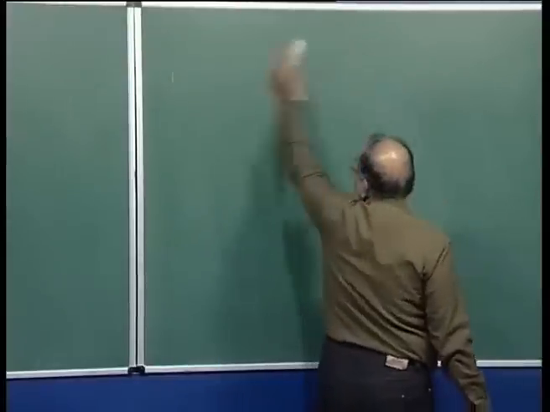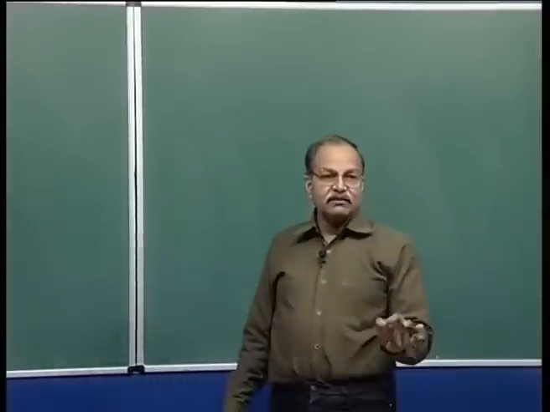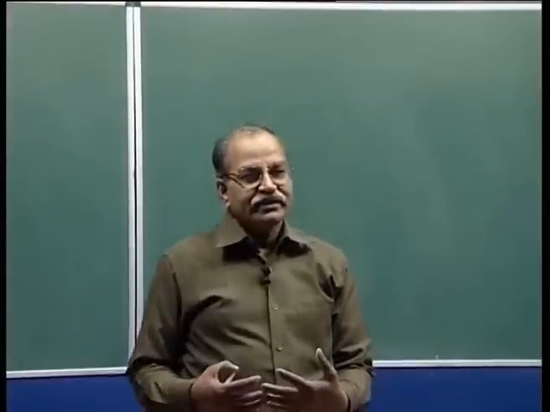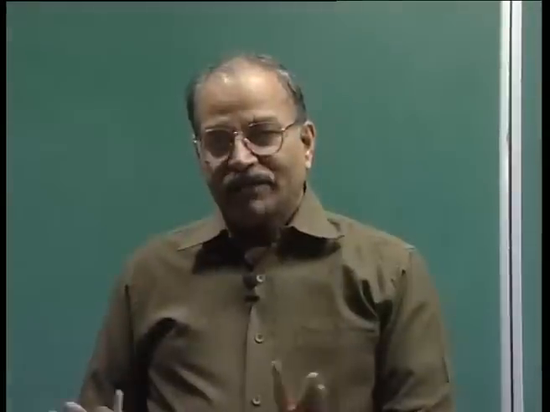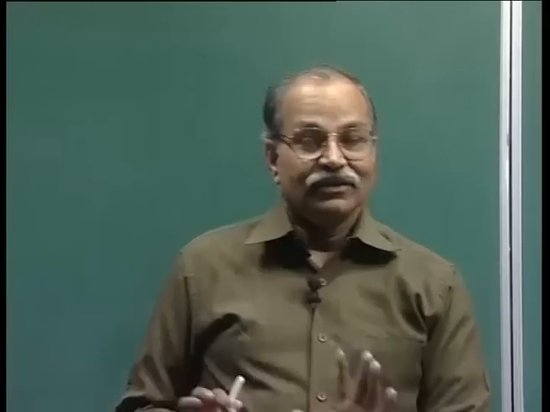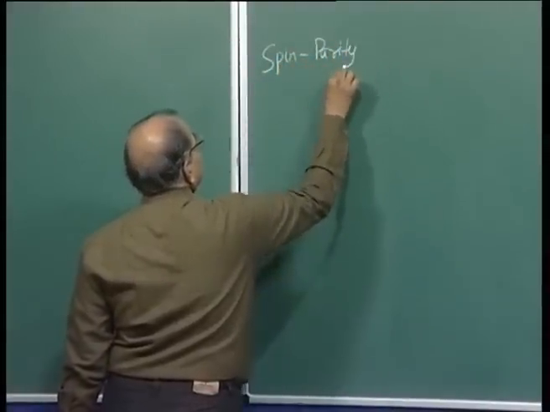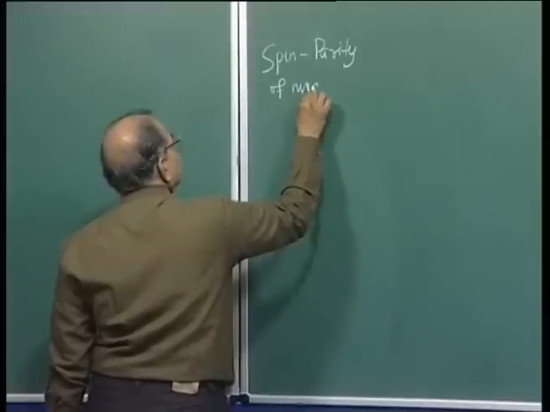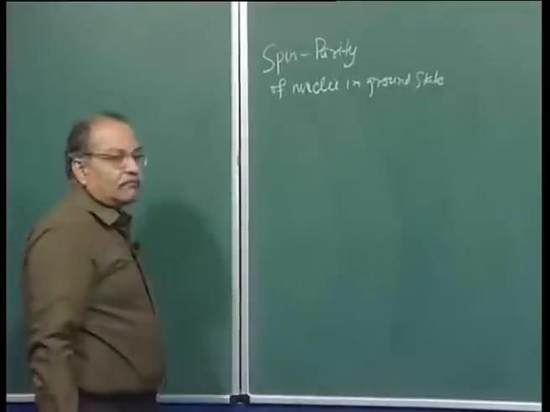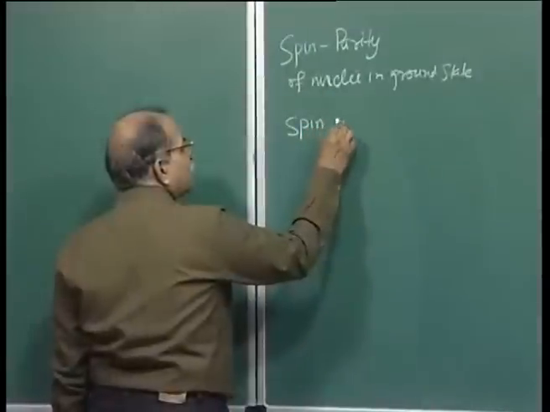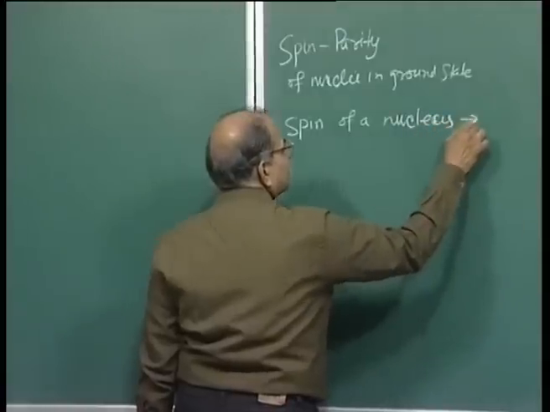Now, coming to connecting this whole model, this whole scheme, to the measurable properties, the first thing which the shell model can quite satisfactorily explain is spin and parity of nuclei in the ground state, all right. So, spin and parity of nuclei in ground state. When I say spin of a nucleus, what do I mean? This is total angular momentum.